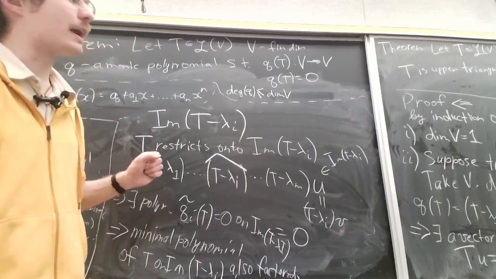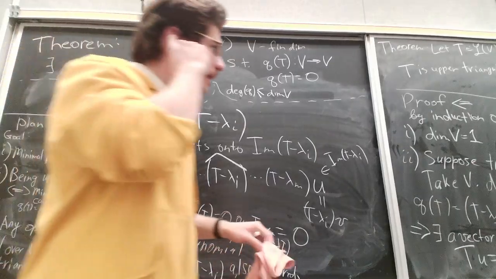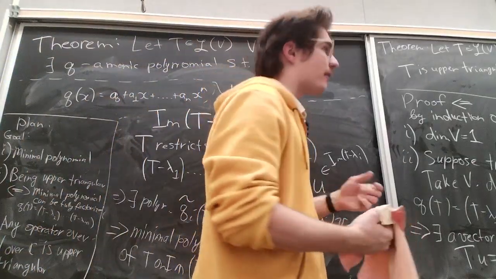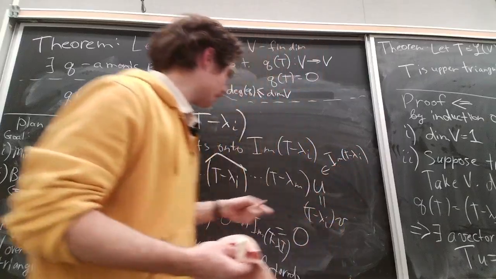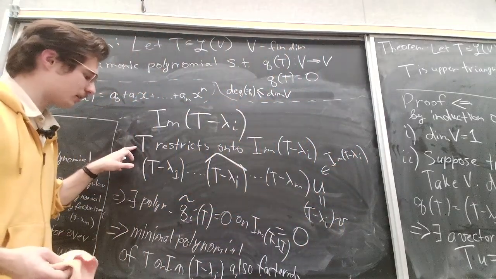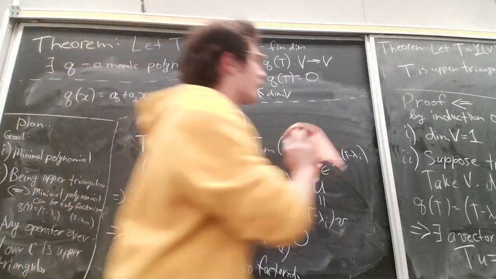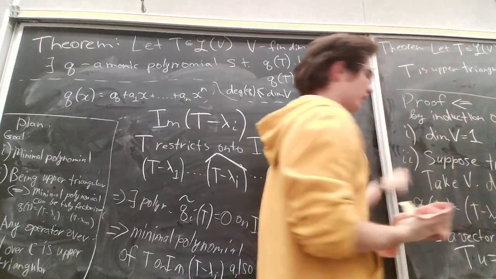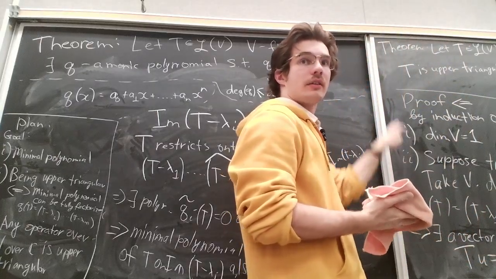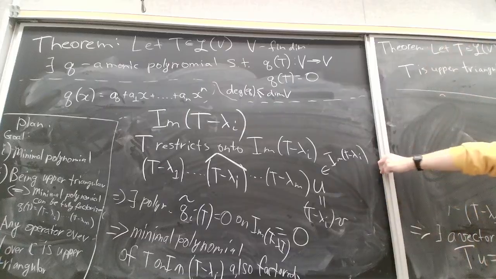Okay, but now what can I do? I can find a basis in which T is upper triangular on the image of T minus lambda I. Do you agree? Can I erase this part? Yes. Okay. And we're done now.